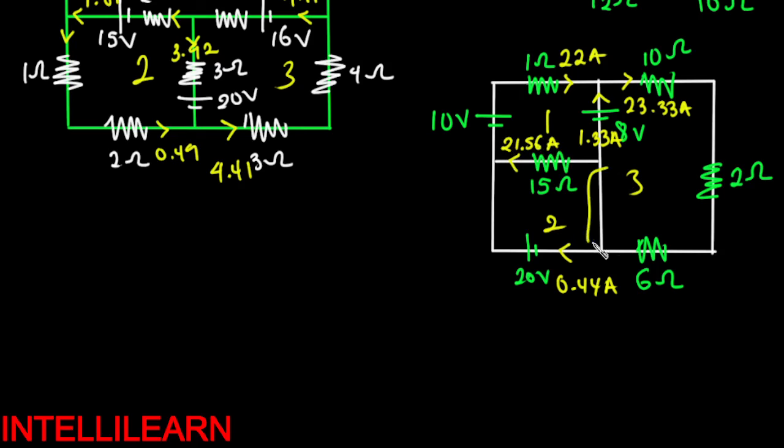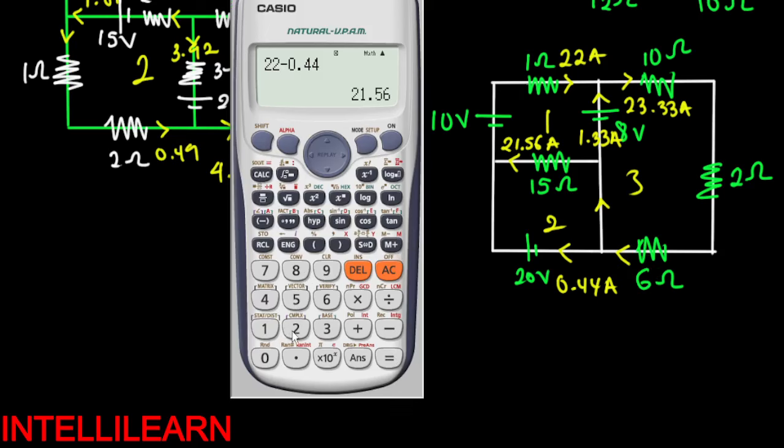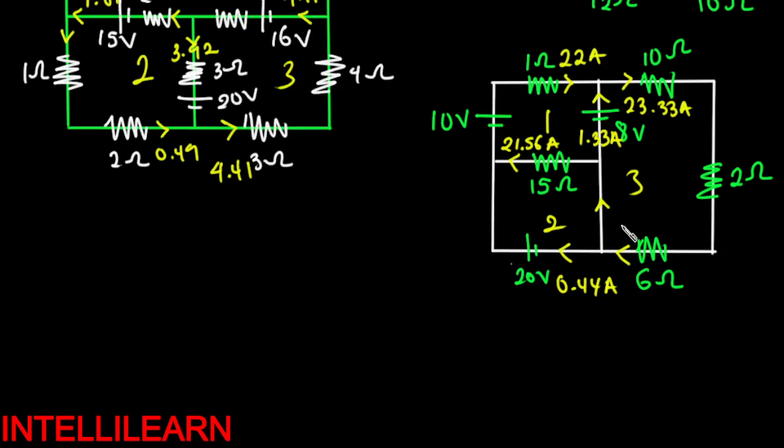So what about here? What's the current here? You see that this current will come in and it's 23.33. So we have 23.33 coming in, 0.44 going out. So there must be another one going out so as to balance this value. And what's going to be the value? It will be 23.33 minus 0.44. So what's that? 22.89. So this current is 22.89 amperes.